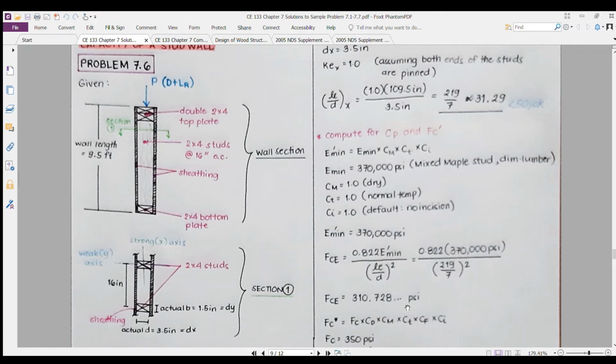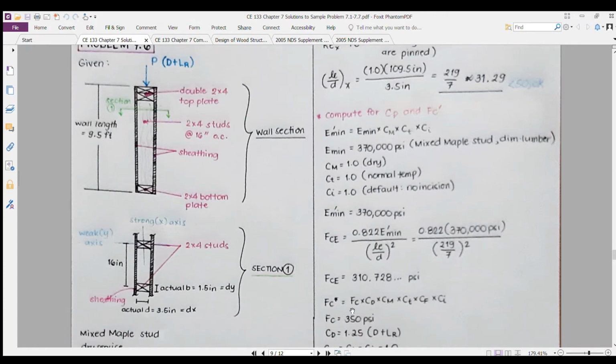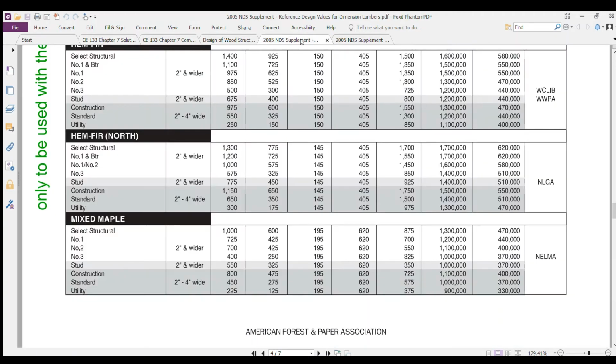So it is the base design value for F sub C multiplied by C sub D, C sub M, C sub T, C sub F, and C sub I. For F sub C, we have 350 psi. Let's check. Here, F sub C for stud of mixed maple is 350 psi.